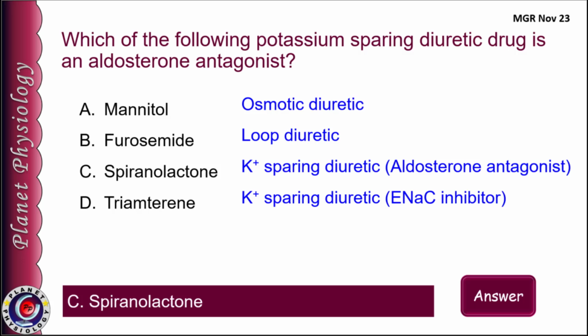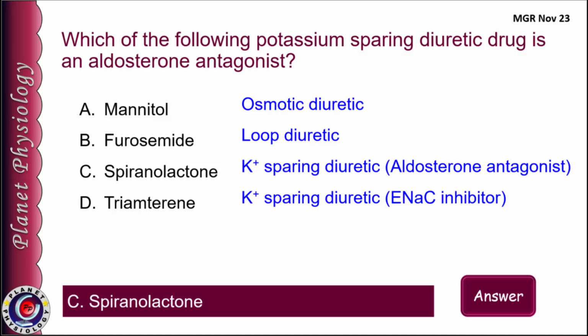That is, it inhibits action of aldosterone on principal cells. As it inhibits sodium-potassium exchanger, it prevents potassium secretion and hence the name potassium sparing diuretic. Triamterene also acts as potassium sparing diuretic, but it inhibits epithelial sodium channels, that is ENaCs, but it does not prevent action of aldosterone. So it is not aldosterone antagonist. So correct answer is C, spironolactone.